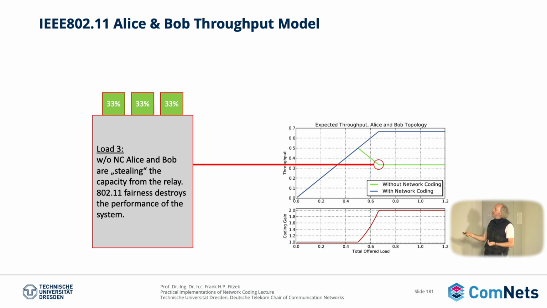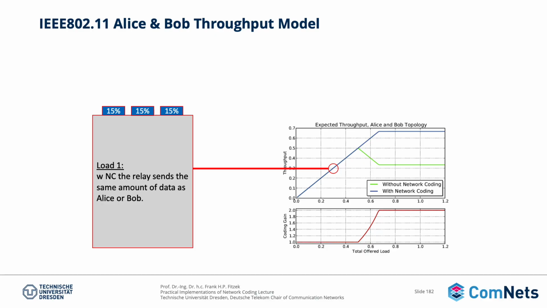But if you get only 1/3, you can only forward half of it, what is the entry point, and your system capacity goes down from 50 to 33%. Now, what happens with network coding? You already see that we can reach a way bigger throughput. Why is this? Whatever comes in, 50% from the one side, 50% from the other side, now you XOR it and broadcast it. So the relay uses only 15%.